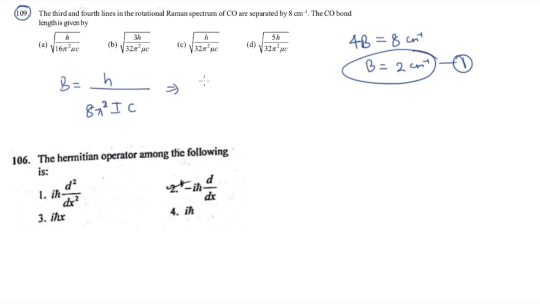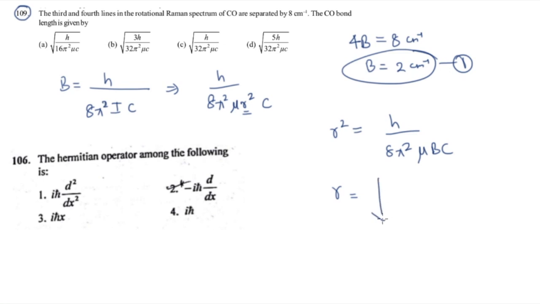So now this B will become h upon 8 pi square mu r square c. Now this r is the thing which we need to calculate. So this r square will become h upon 8 pi square mu B c. Now just put the value of B over here. If I put B equal to 2, then 2 into 8 will become 16, right? So r will become under root h upon 16 pi square mu c.